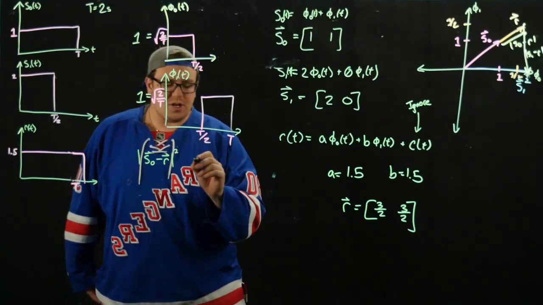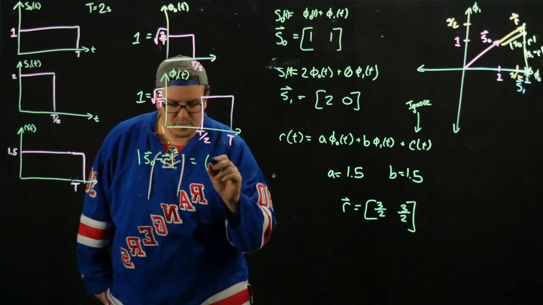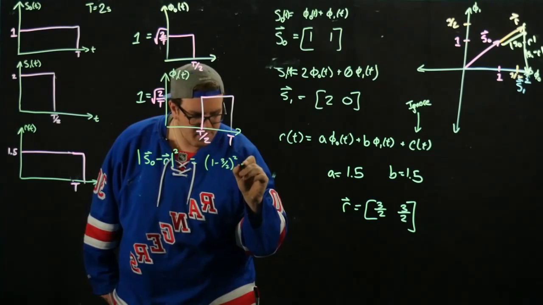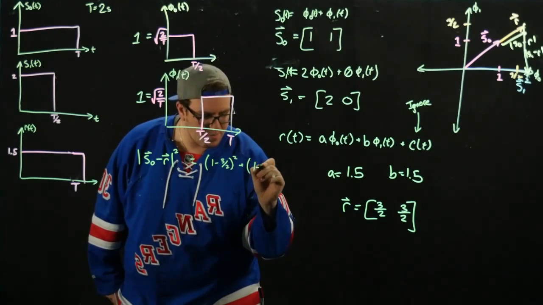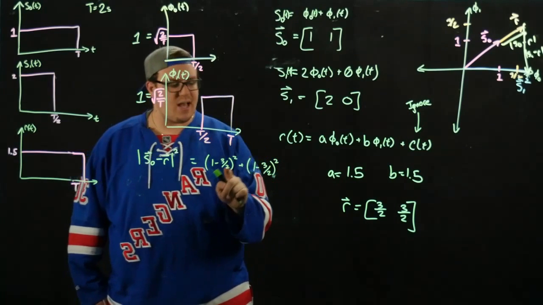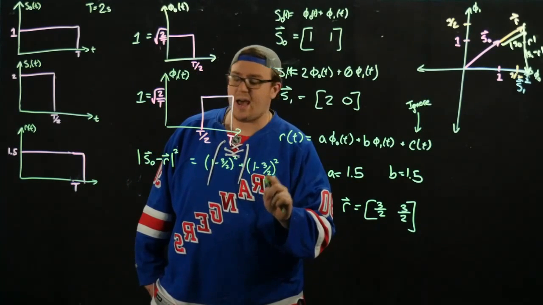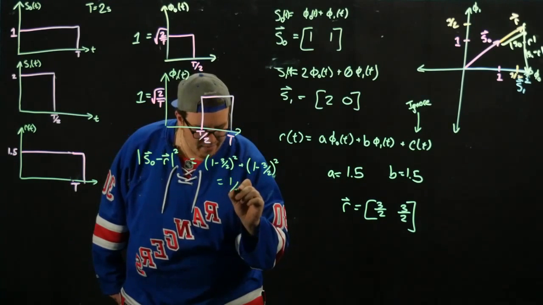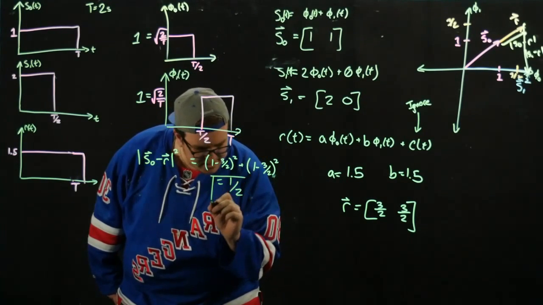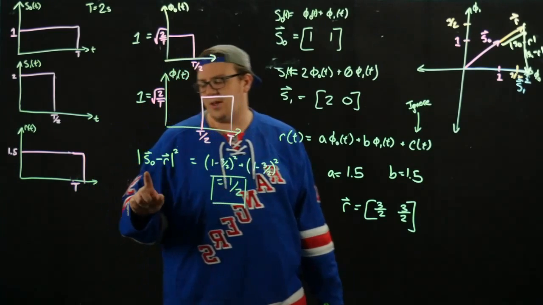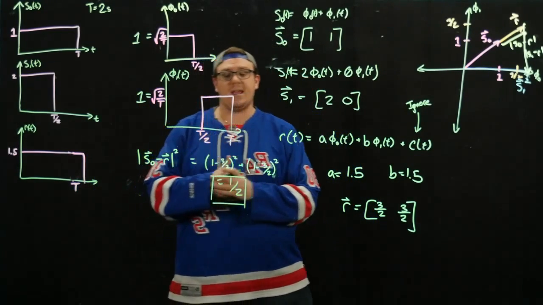And so that should just be 1 minus 3/2 squared plus 1 minus 3/2 squared. So this gives us a half squared is a fourth, plus a half squared is a fourth. So that's a fourth plus a fourth, which is 1/2. So this is our distance that R, our received signal, is from being a 0.